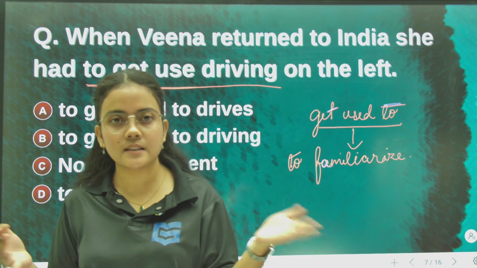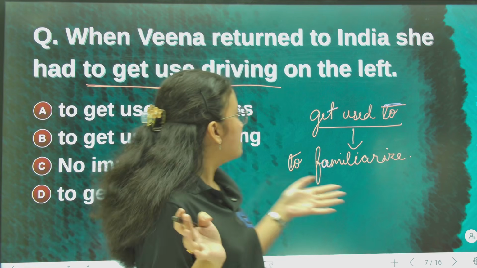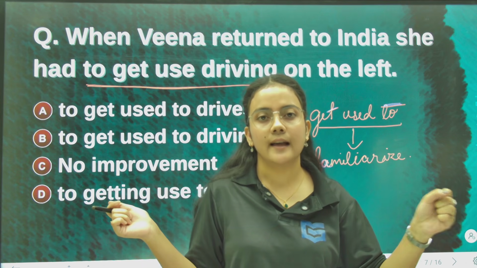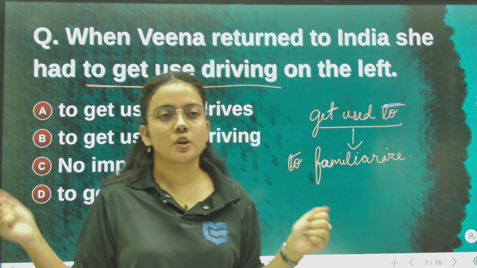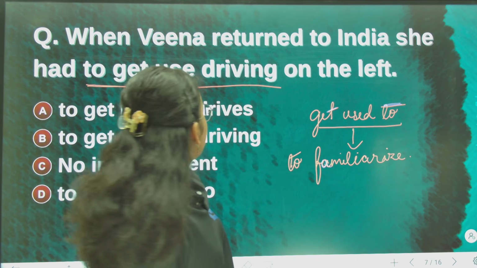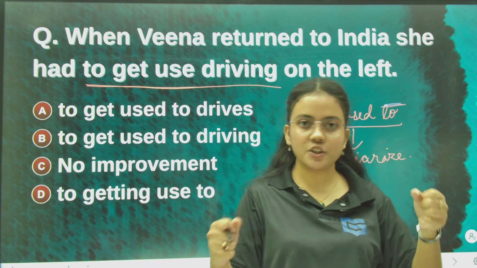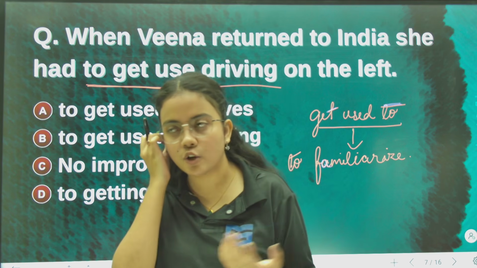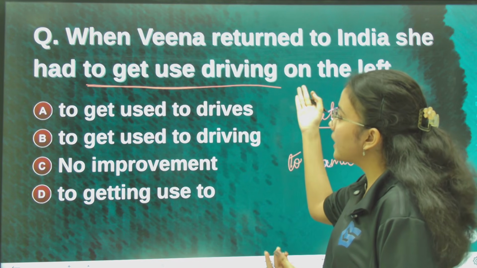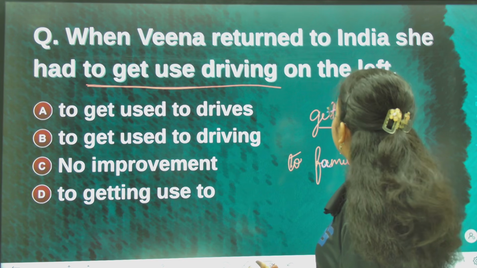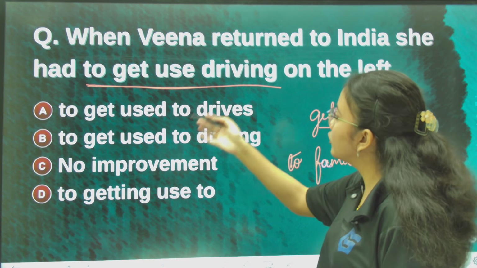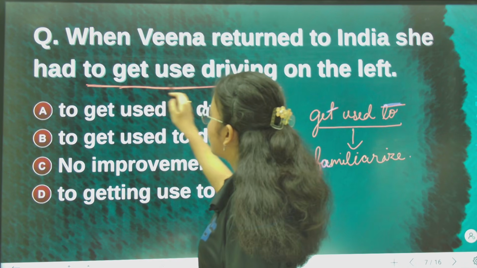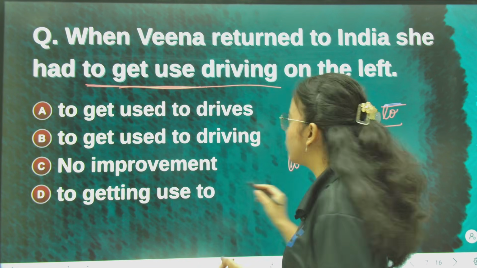You see, steering wheels are usually on the left, but in India the steering wheel is on the right, so she has to drive on the left. Naturally she has to drive on the left, but abroad the system is opposite. Driving there is different. So when Veena returned to India, she had to get used driving. The idiomatic expression is wrong here; it should actually be 'get used to'.